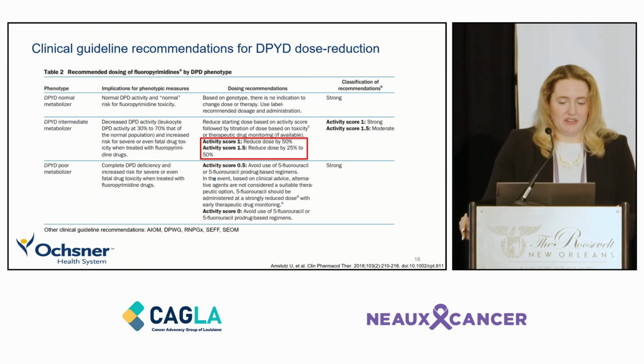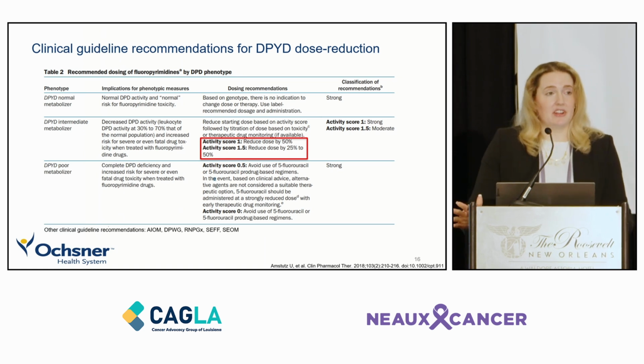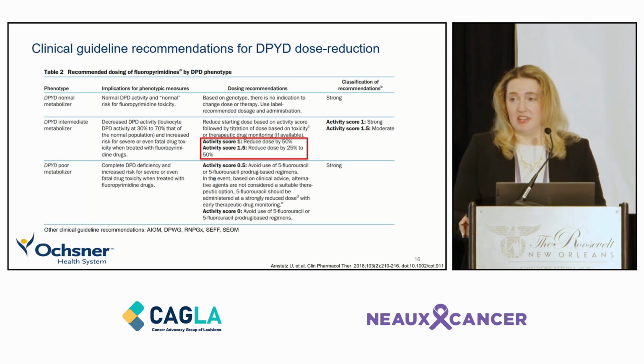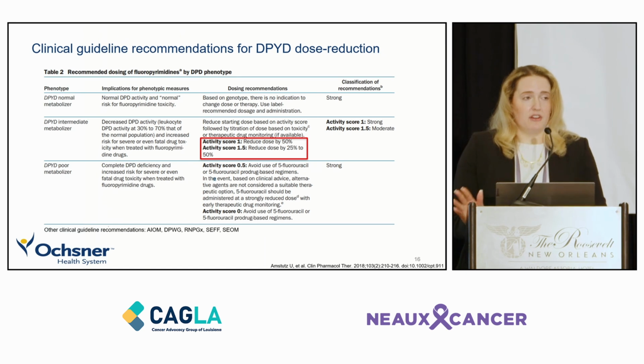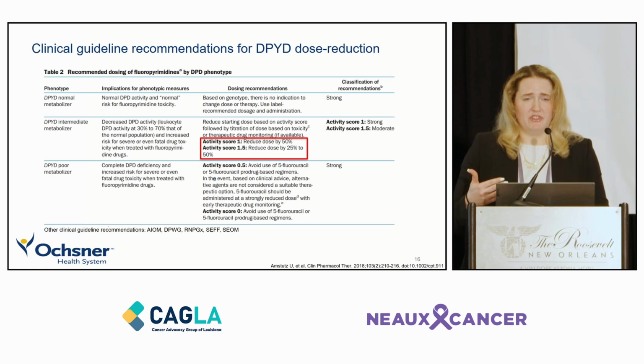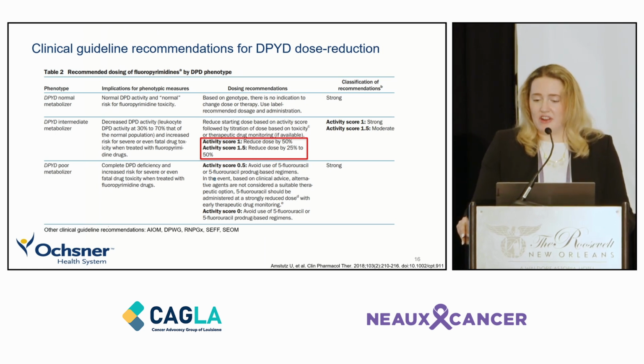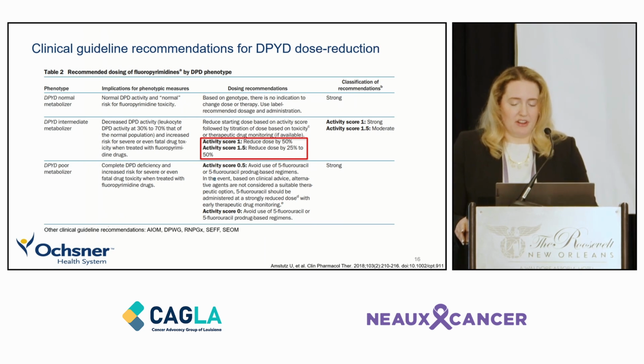I would also like to note that other countries use other guideline bodies, and they have recommendations for dose reductions as well. In both the Spanish and the French recommendations, they recommend pre-screening for all patients, and they recommend a 50% reduction or avoidance regardless of activity score or what variant the patient has. The Italian guidelines are also very similar, but a little more specific in their dose adjustment based on the specific variant a patient is carrying.